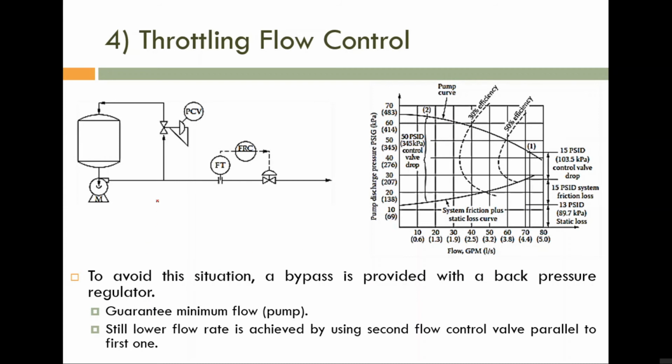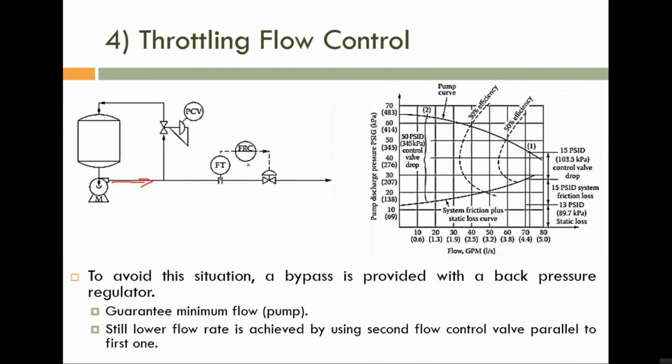So what is the advantage? A minimum flow rate is guaranteed here. Even if the flow rate through this control valve is 0, a minimum flow rate is guaranteed here. That is one advantage. Then what is the second advantage? The minimum flow rate means still a low flow rate is achieved.